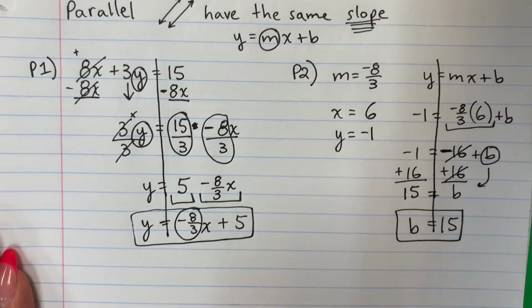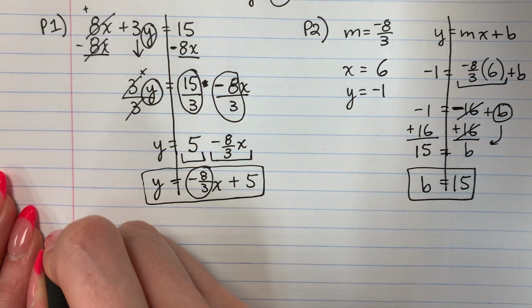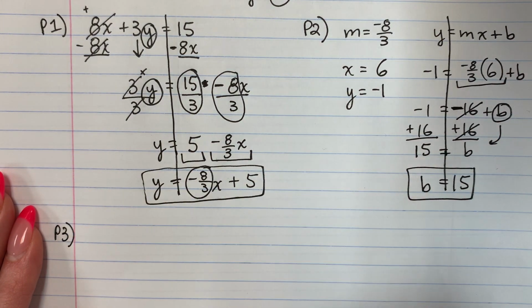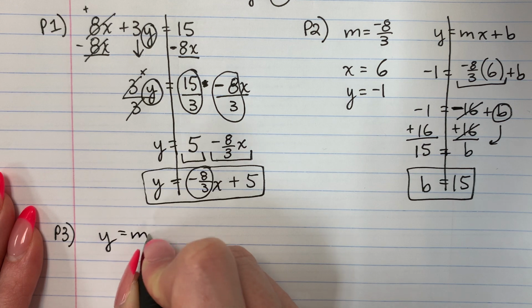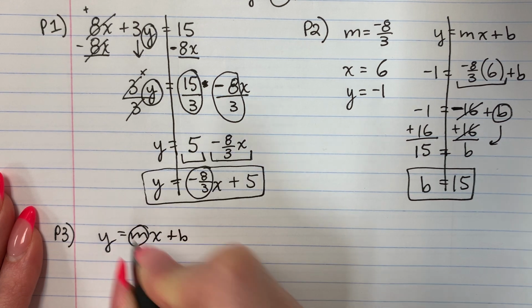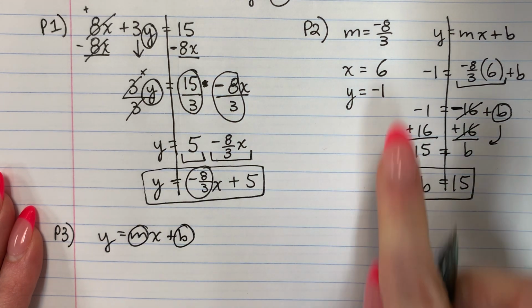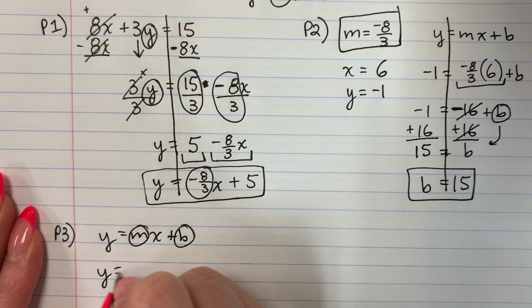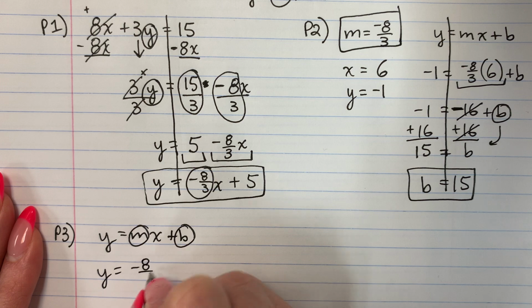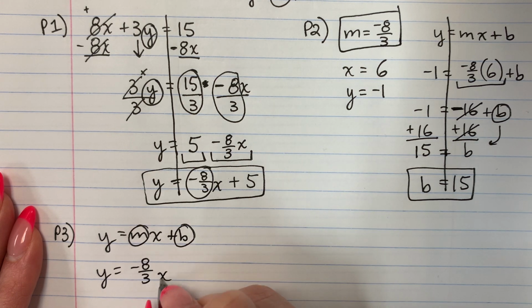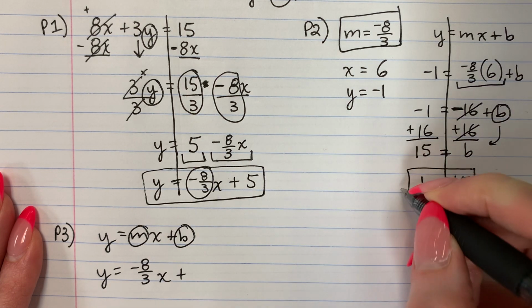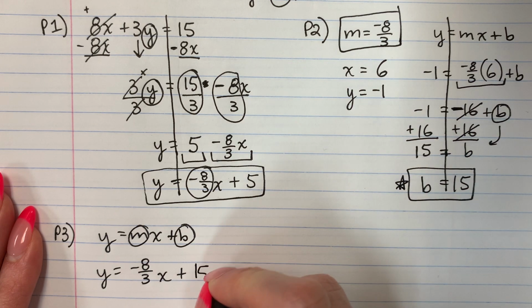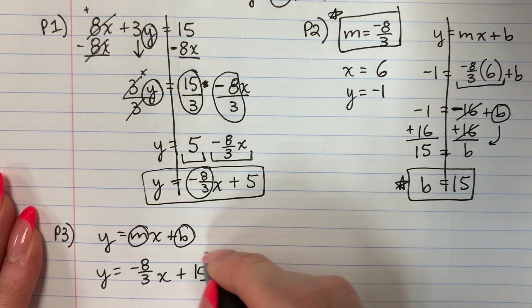Okay, let's go ahead and do part 3. Make our equation. Vamos a hacer nuestra ecuación. Y equals mx plus b. I change m and b. Voy a cambiar m y b. M is this number. Y equals m, negative 8 thirds. Copy x plus b is this number, 15. So these are my numbers.